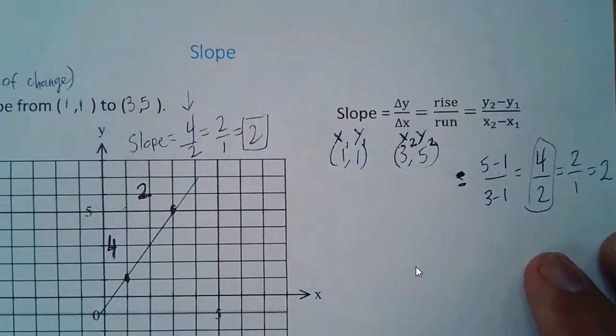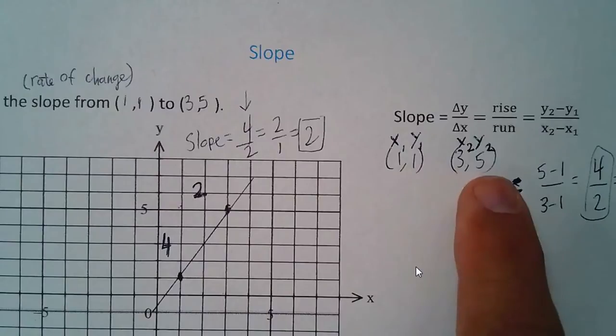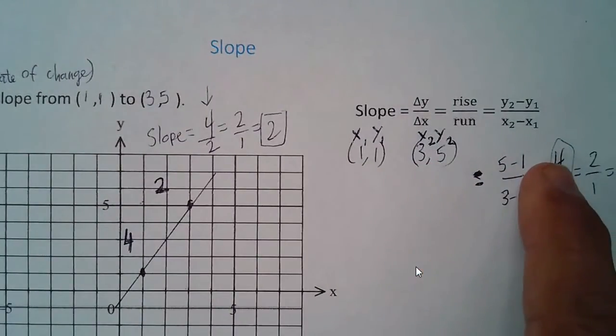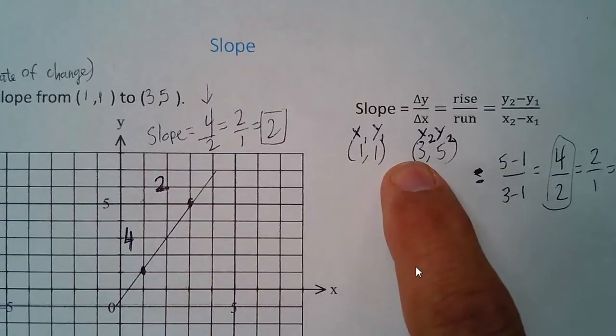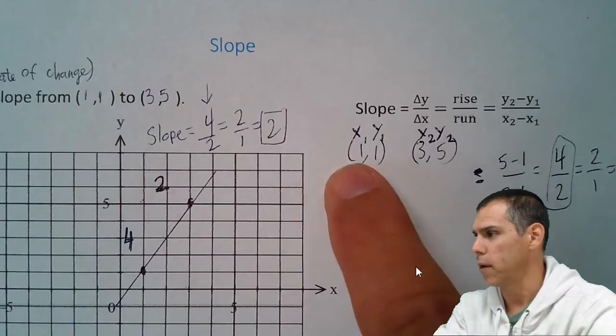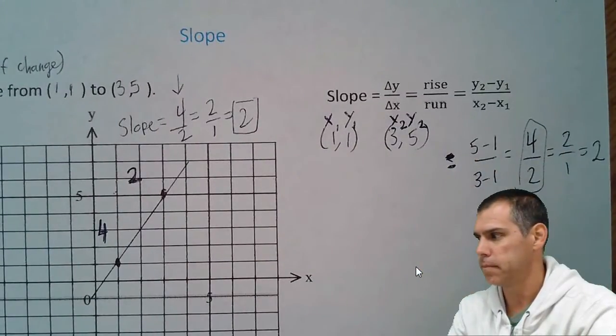See? And what is happening here is we're counting from 1 to 5. What is that rise? I go from 1 to 5. Well, that's a rise of 4. See, that's what's happening in the graph right here. And the run from 1 to 3, that's 3 minus 1. That difference here is 2. So that's why this works out.